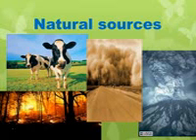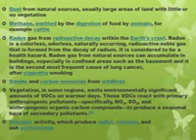Natural sources of air pollution. Dust from natural sources, usually large areas of land with little or no vegetation. Methane emitted by the digestion of food by animals, for example, cattle. Radon gas from radioactive decay within the Earth's crust. Radon is a colorless, odorless, naturally occurring radioactive noble gas that is formed from decay of radium. It is considered to be a health hazard.